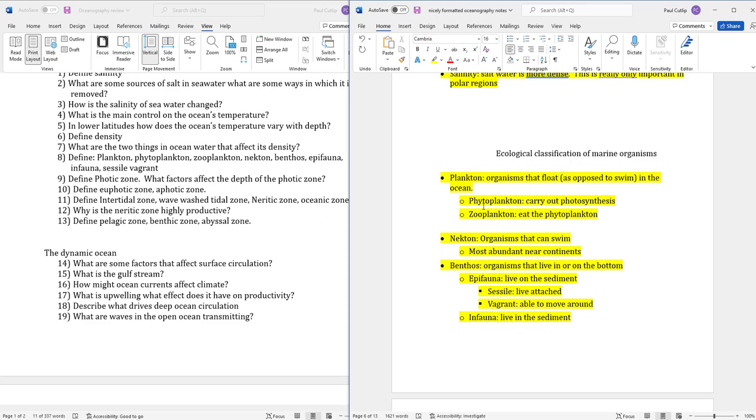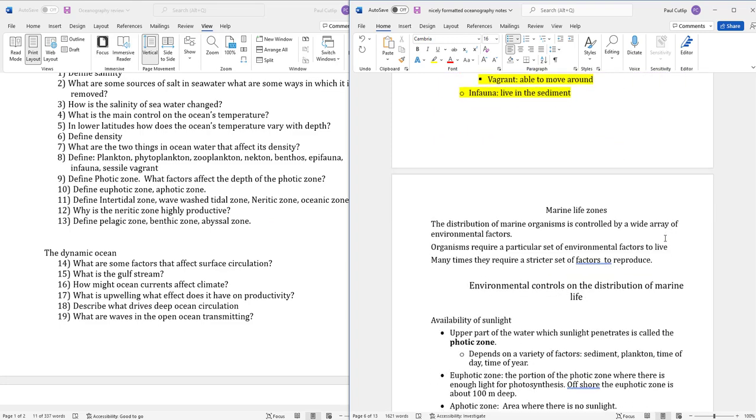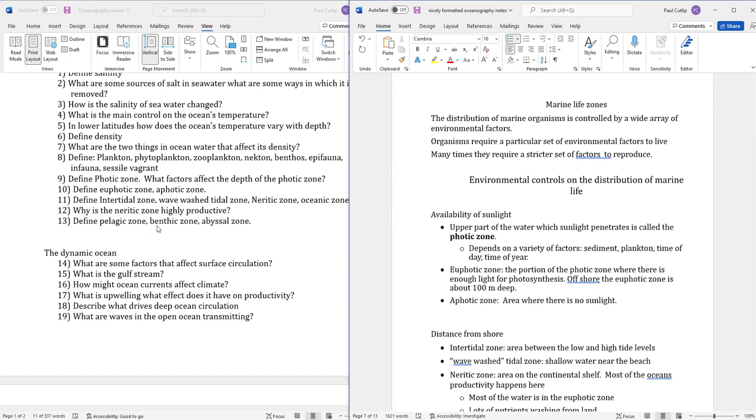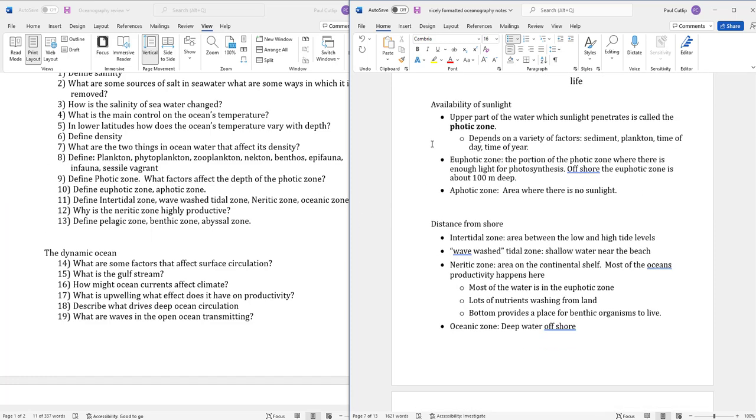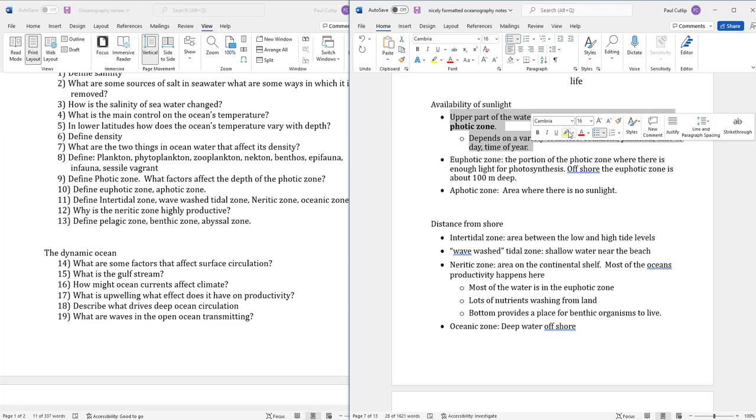Then we get into some things that control where organisms in the oceans live. And so I ask about the photic zone and what factors affect it. And so here we are, right? The photic zone is the upper part of the water column where sunlight penetrates. It depends on a number of things, right? Anything in the water is going to shallow up the photic zone. So sediment and plankton in the water make the photic zone shallower.